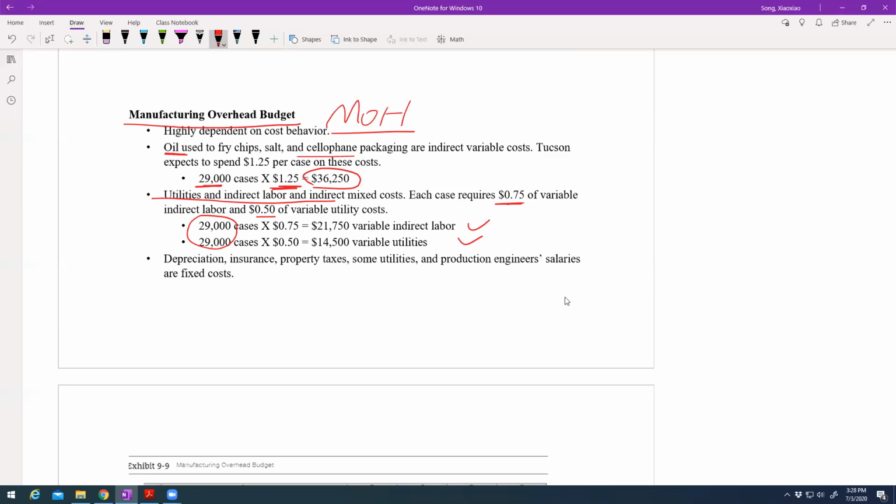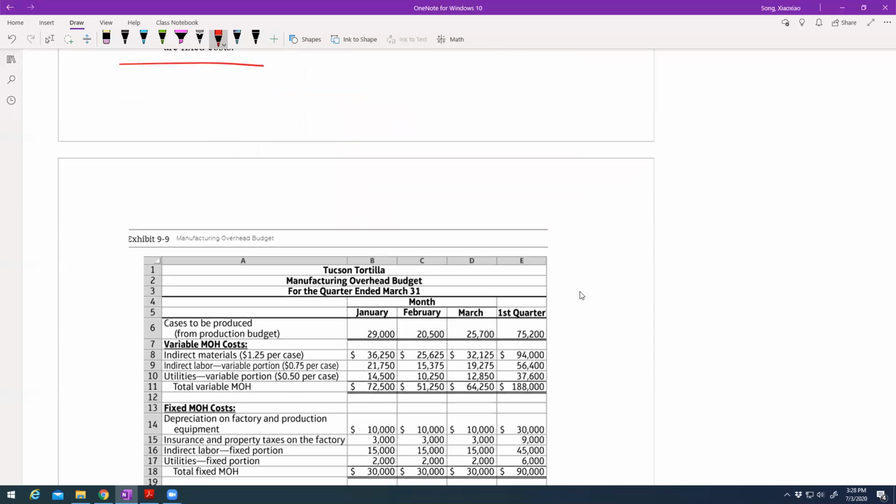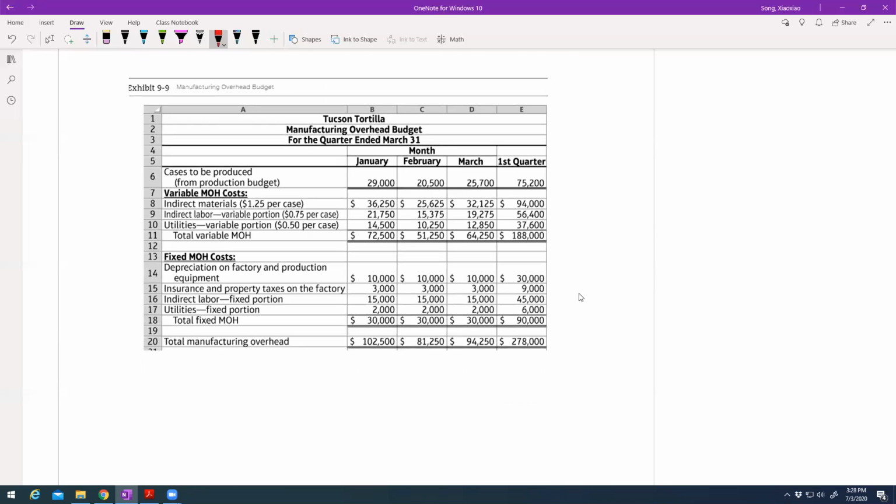And then depreciation and insurance are fixed costs. So we just put the fixed cost regardless of how many units we will produce. So let's look at January. We need to produce 29,000. For variable cost, indirect labor, and utility, we got our total variable manufacturing cost. For our fixed cost, we have depreciation, insurance, indirect labor, and the utility fixed part. So we got our total fixed cost there. And then our budgeted manufacturing overhead cost for January will be $102,500.